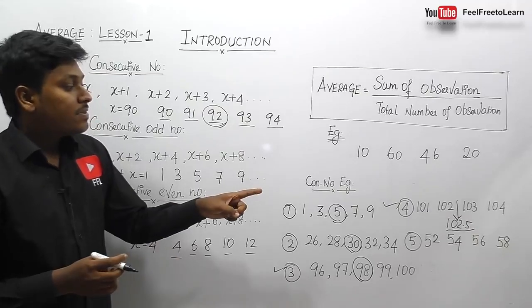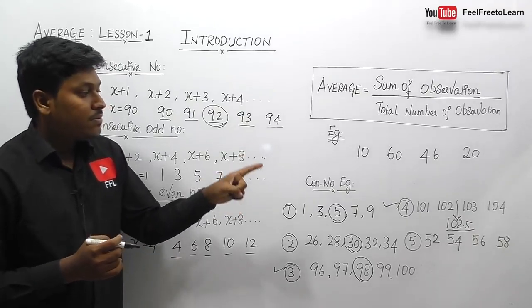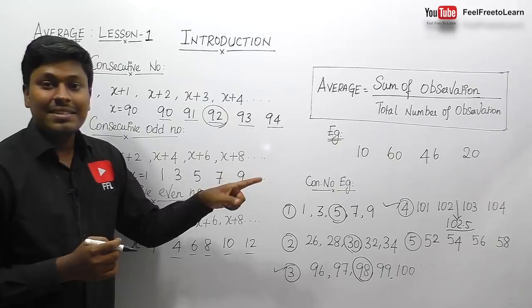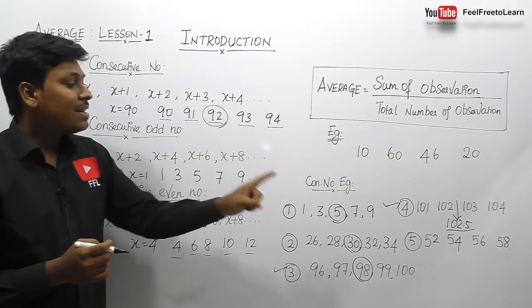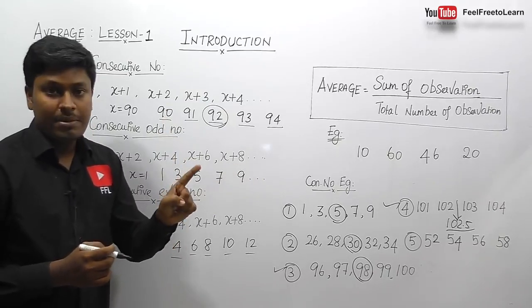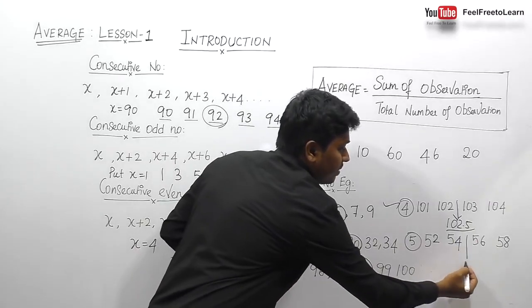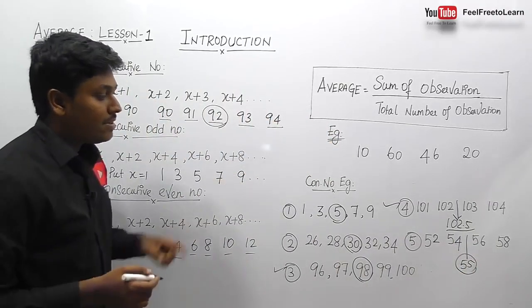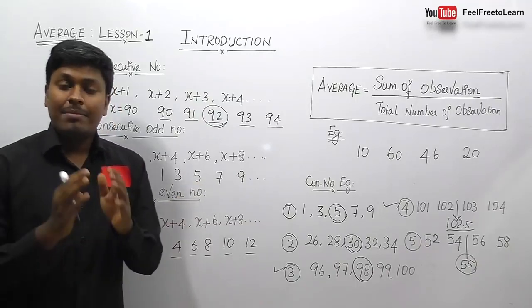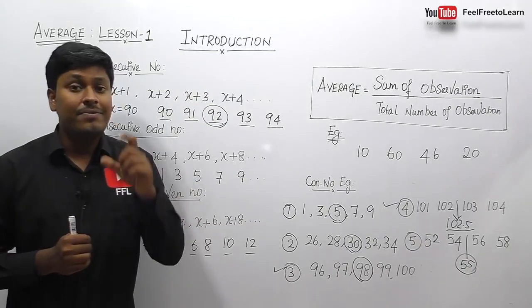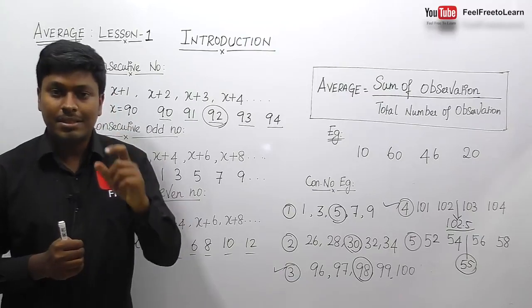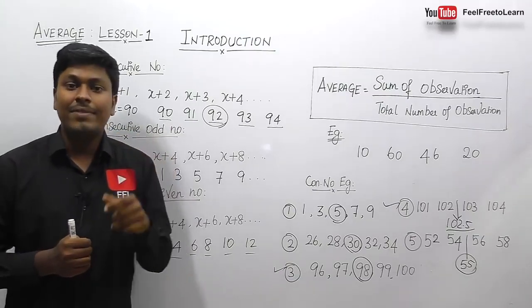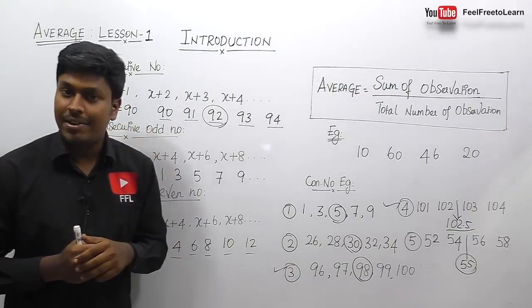Friends, last, the fifth question: 52, 54, 56 and 58. It is a series of consecutive even numbers, right? If it is consecutive even numbers, the center number will be its average. Here the center number will be 55. So the average for example number 5 will be 55. Remember only one simple concept: if it is consecutive numbers, consecutive odd numbers or consecutive even numbers, the center number will be its average, right?